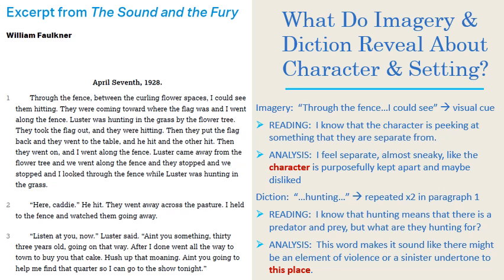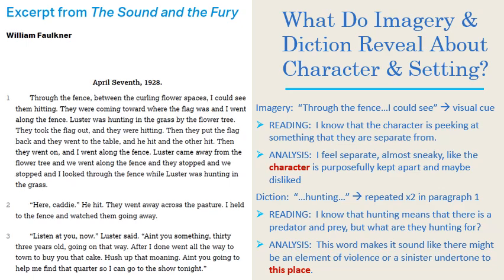So it does require us to read carefully. If we're not careful, we may not pick up on that. But once we do read carefully, we notice that imagery and diction really are revealing quite a bit about the character and the setting, and I've only given you one example of each.